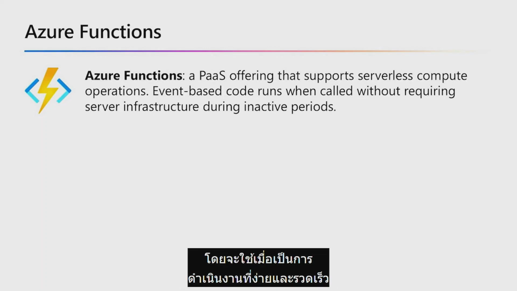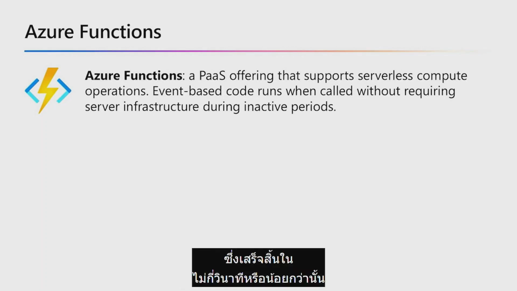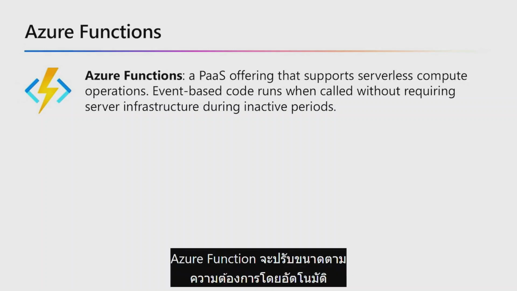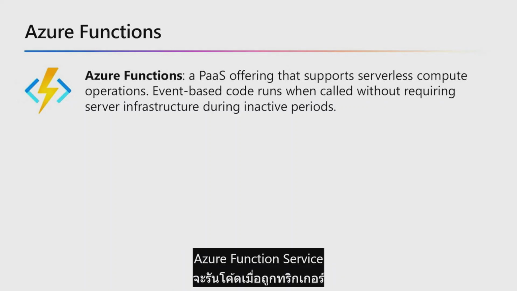They are used when a simple and fast action, which completes in a few seconds or even less, needs to be performed in response to an event, such as a REST request, timer, or message from another Azure service. Azure Functions automatically scale on demand, making them ideal for cases where requirements change. The Azure Functions service executes code when triggered and automatically deallocates resources after the function's execution.